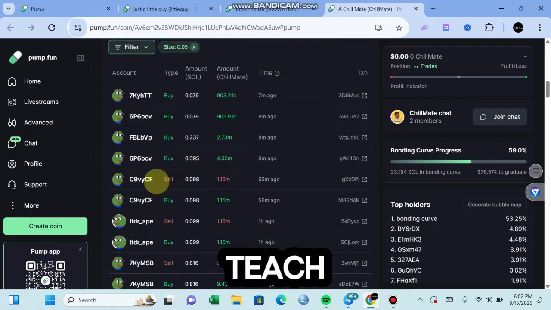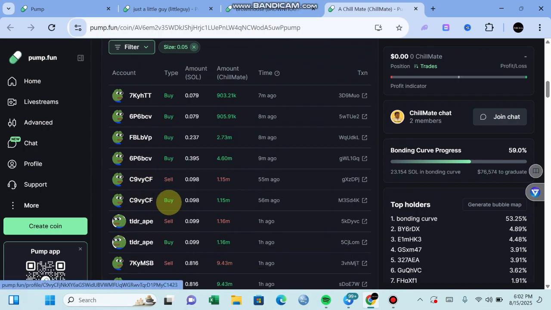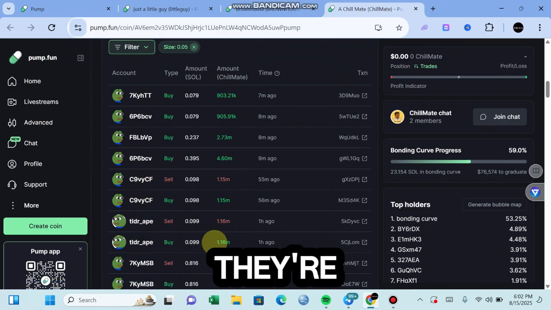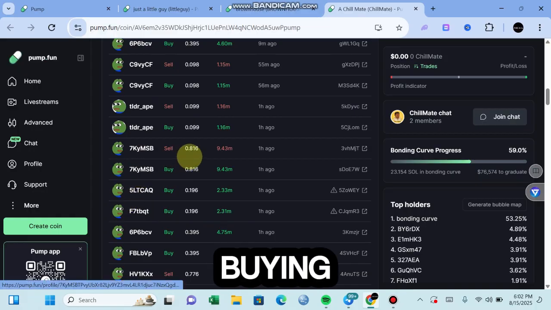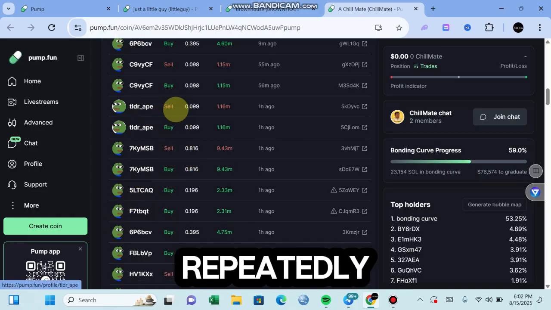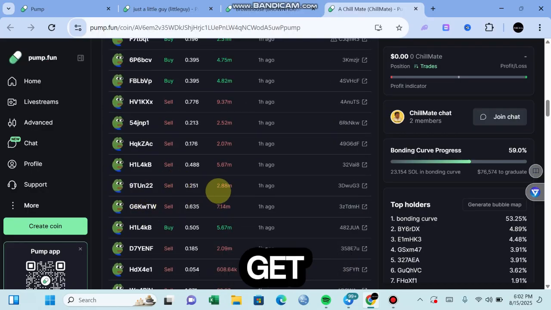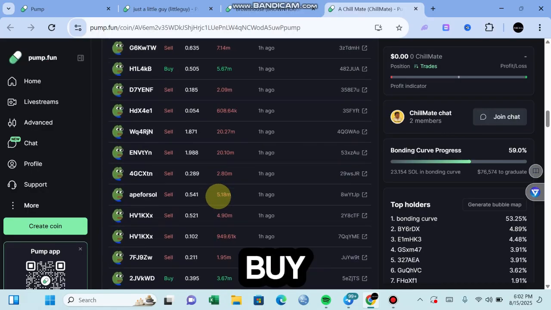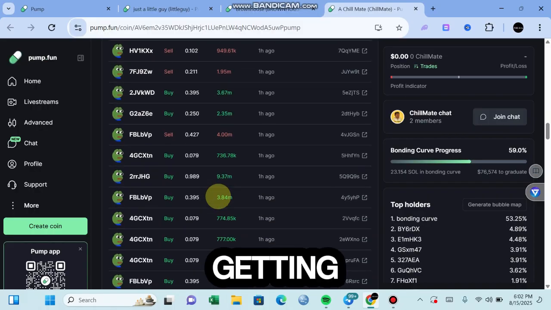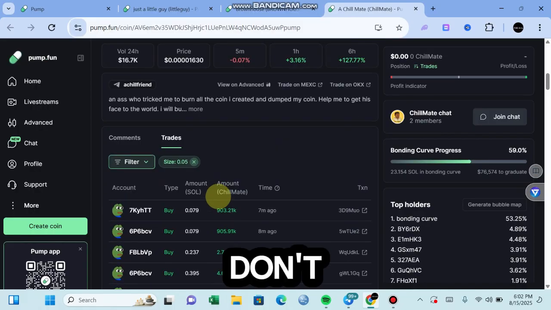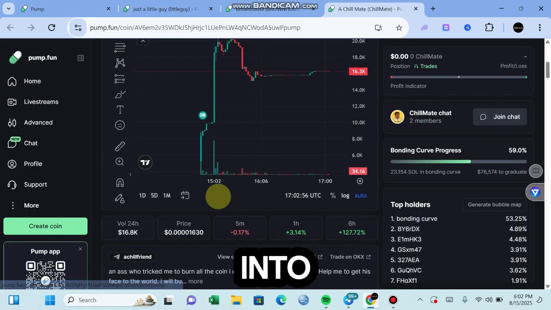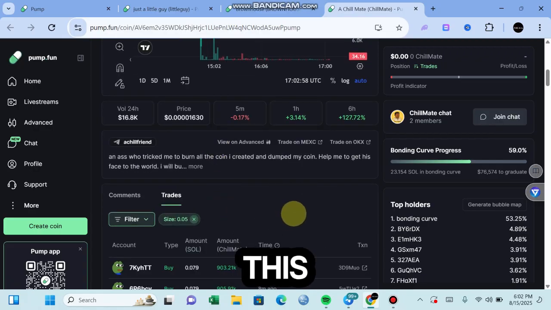And as you can see, the activity of the wallets. Few wallets are buying and selling. They are pumping the coin. You can see the same wallet just buying and selling repeatedly, which means that they are trying to pump the coin to attract people to get into the coin. So if you buy this coin, you might end up losing. I don't recommend you get into a coin that looks like this.